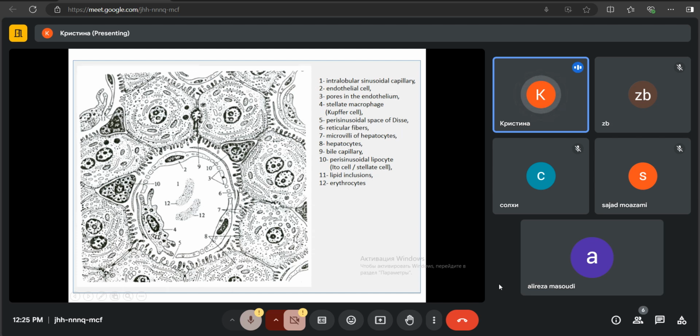In this perisinusoidal space of Disse, we have the blood plasma, which can easily pass through these gaps and holes in the endothelium, and here the processes of exchange between the blood and hepatocytes happen. So hepatocytes release the proteins of blood plasma that they produce, such as albumin and fibrinogen, and take from blood plasma everything that they want, such as glucose, amino acids, toxins, etc.